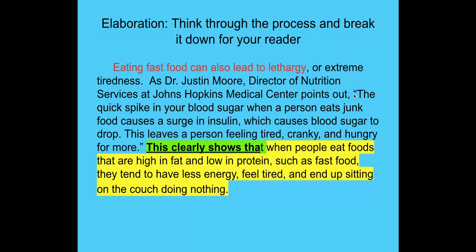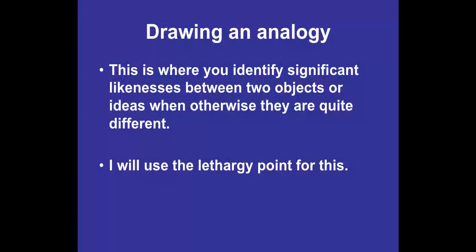That says the quick spike in your blood sugar when a person eats junk food causes a surge in insulin, which causes blood sugar to drop. This leaves a person feeling tired, cranky, and hungry for more. So here's where your elaboration comes in. This is where you make that connection for your reader. This clearly shows that when people eat foods that are high in fat and low in protein, such as fast food, they tend to have less energy, feel tired, and end up sitting on the couch doing nothing. So that's just giving an explanation of the evidence for your reader.